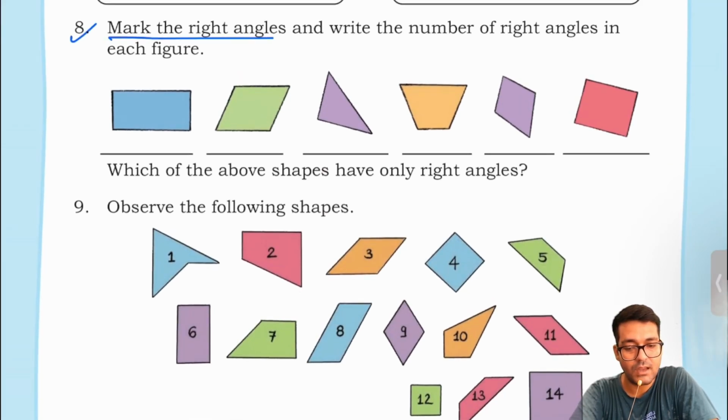8. Mark the right angles and write the number of right angles in each figure. Number of right angles in first figure 1, 2, 3, 4. Number of right angles in first figure is 4, and in second figure 0, in third figure 1, in fourth figure again 0, and fifth figure again 0, and in the last 4 right angles again.